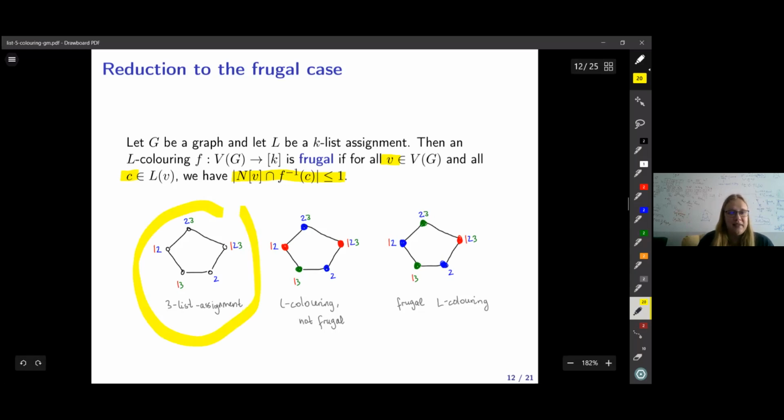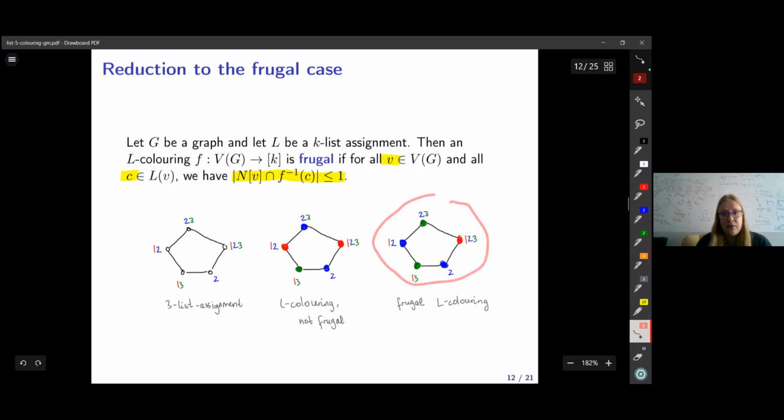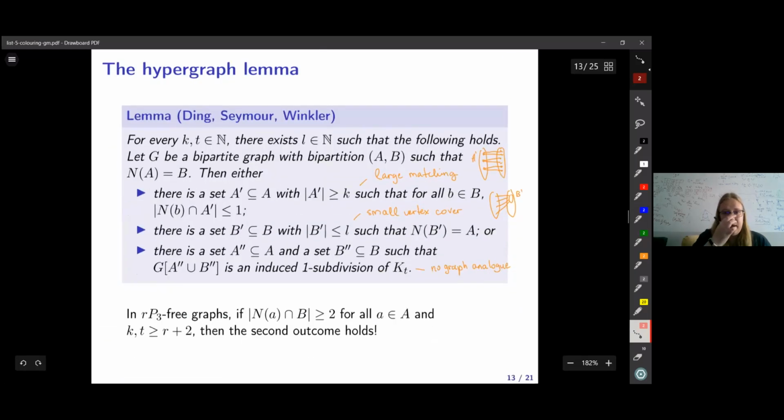So just to practice, here's the usual 3 list assignment that we started with. And here's an L coloring that is not frugal because this vertex has 2 in his list and he also has 2 neighbors colored 2. And that's not allowed. But this is a frugal coloring unless I messed up, because this vertex has 2 green neighbors, but green is not in his list. This vertex has 2 blue neighbors, but blue is not in his list. And nobody else has 2 neighbors colored the same color. That's very restrictive, and a simplification that helps us a lot. Here's how we get there.